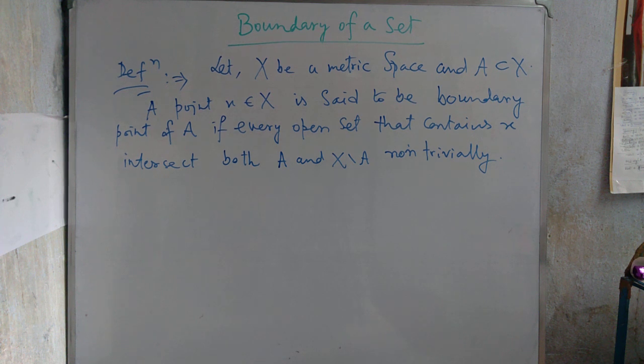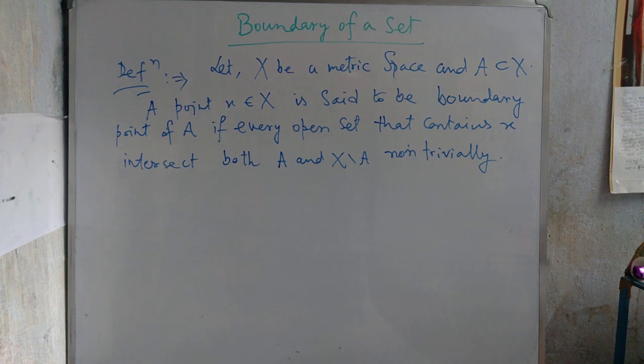Now we first start with the definition of the boundary of a set. Let X be a metric space and A a subset of X. Then a point x belonging to X is said to be a boundary point of A if every open set that contains x intersects both A and A complement with respect to X, that is, X difference A, non-trivially. That means this open set intersects A non-trivially and intersects the complement of A with respect to X non-trivially.